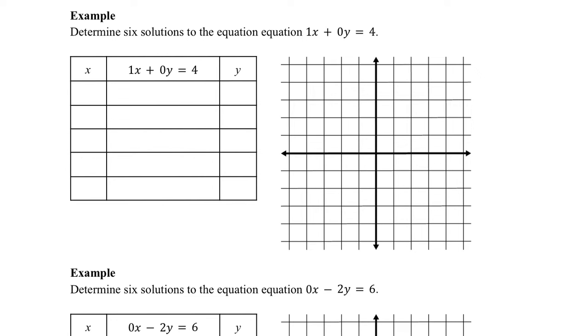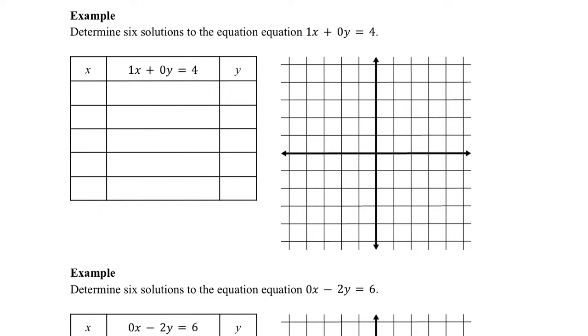Now, if you look at this equation right here, we're going to take whatever x is, and multiply it by 1. Y has no effect because it's going to be multiplied by 0. So it doesn't matter what value I put in for y. I'm always multiplying it by 0, which means we're always adding 0 to whatever x is in order to get 4. Let me show you an example.